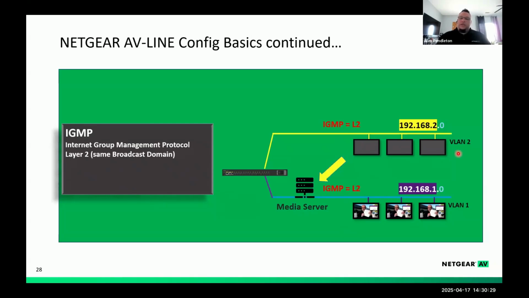Well, I have IGMP enabled because I'm streaming in one VLAN, but the minute I try to send to VLAN 2, it fails. And I'm not sure how that happened. What's going on? What more do I need to configure?